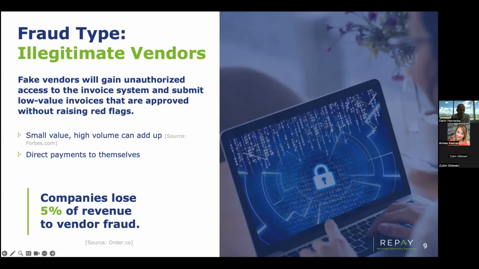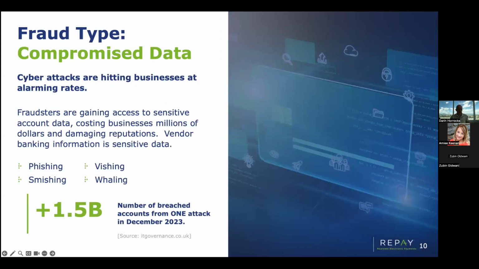And so, it's possible for fraudsters to get access to those systems. Just a little bit of knowledge about how companies perform their AP can make a company vulnerable to this type of action. So that's another, and then, compromised data.